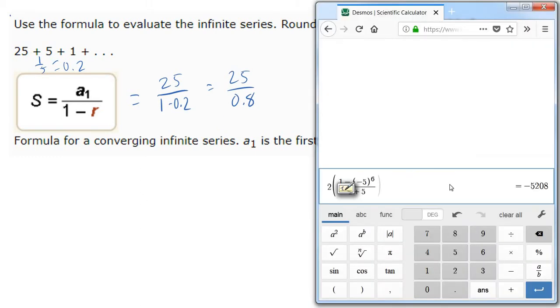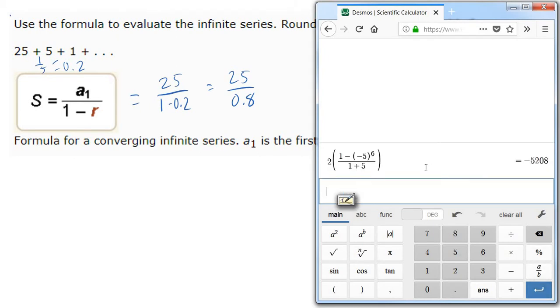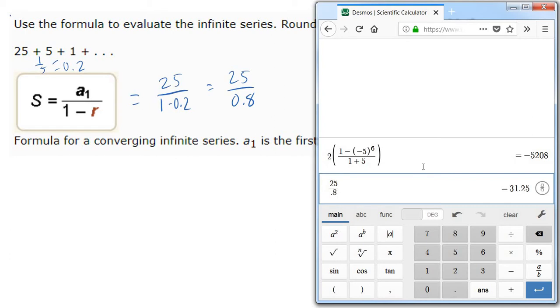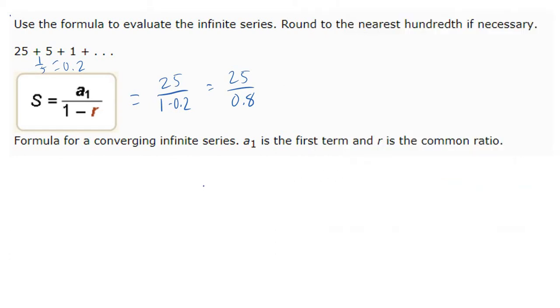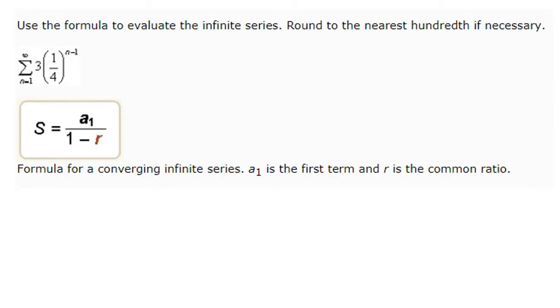Let me just bring my calculator back up. So 25 divided by 0.8, and we get 31.25. So notice we could do that pretty quickly. So 31.25. So this converges to a value of 31.25. All right, how about this one? Use the formula to evaluate the infinite series, round to the nearest hundredth.